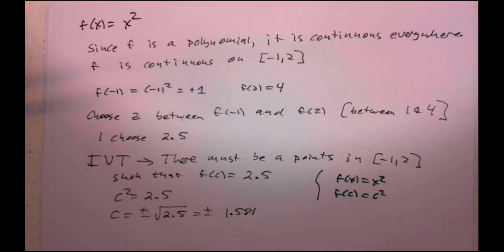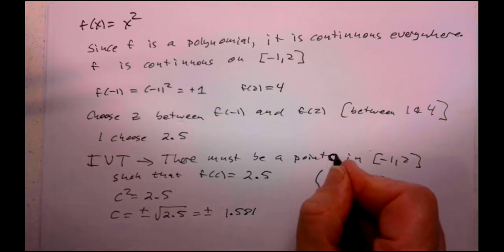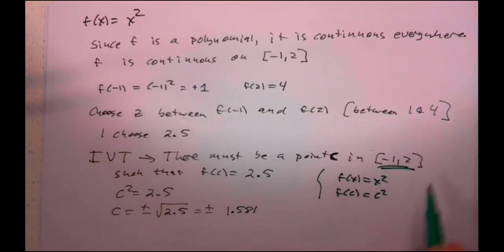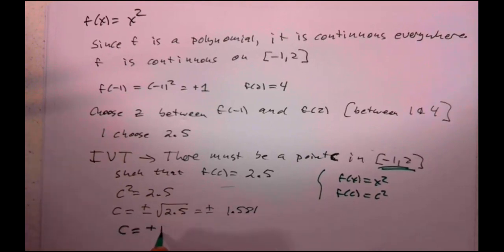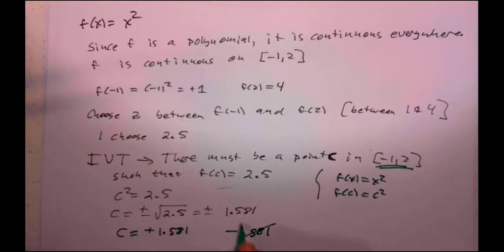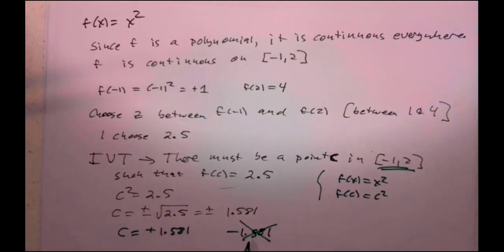Now I said you've got to find a C in that interval, right? There must be a point C, make sure we're clear there. Must be a point C in the interval from -1 to 2, such that F of C is 2.5. One of those is in the interval from -1 to 2. That's positive 1.581. But the negative 1.581 is not in that interval. So that is not what we get from the intermediate value theorem. This one is.